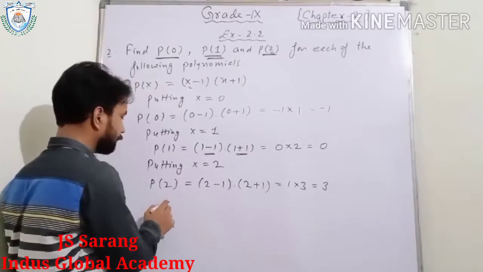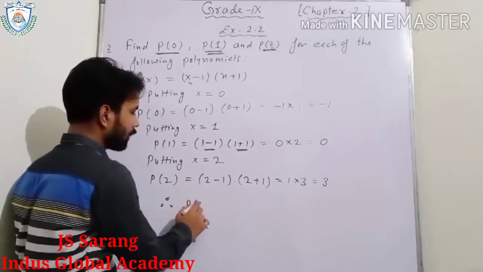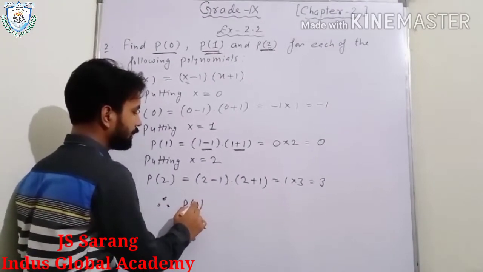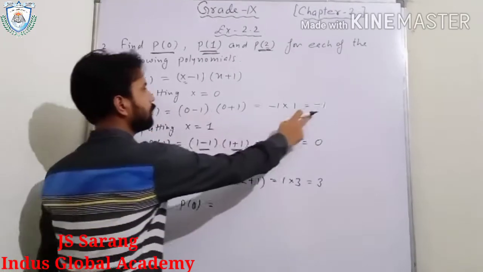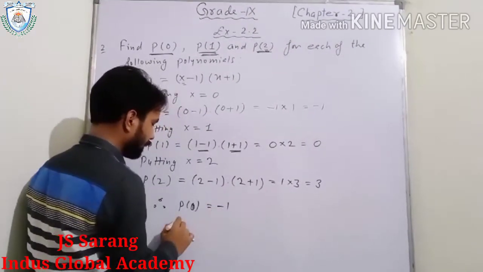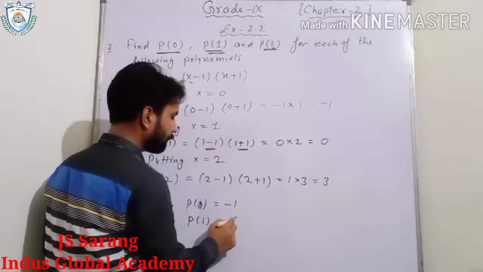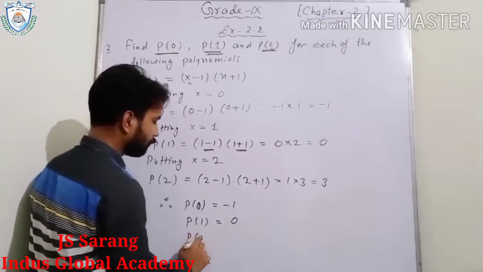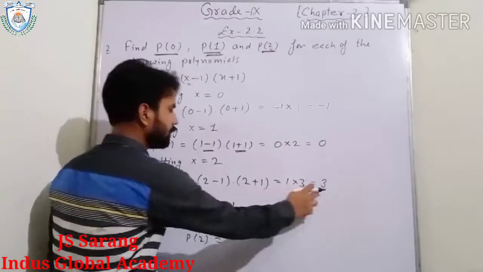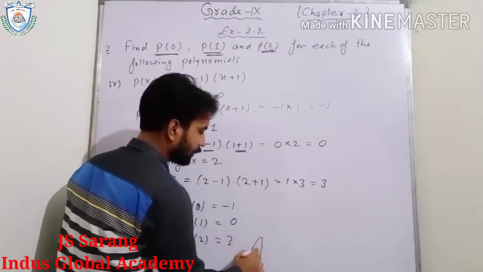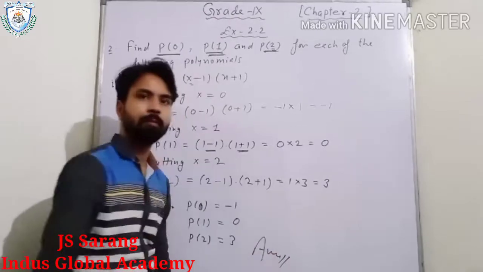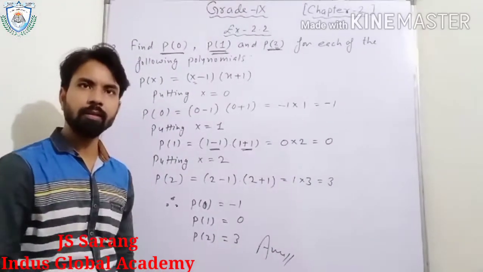So at last you have to write, hence P0 equal to minus 1. P1, the value of P1 is 0 and the value of P2 is 3. So this is the final answer. Hope this question is clear to everyone. Understood?